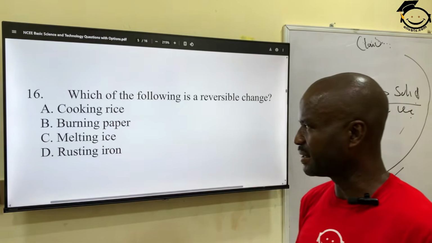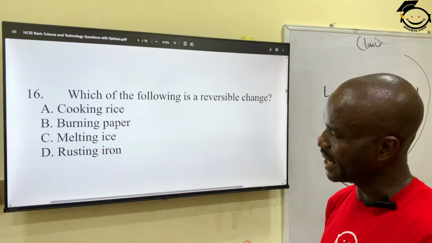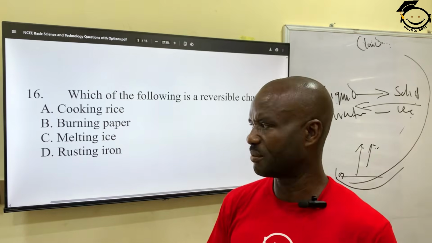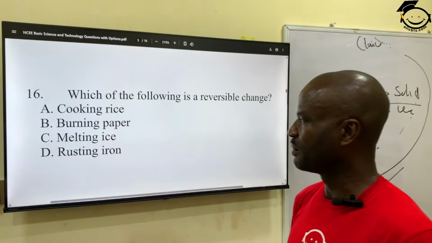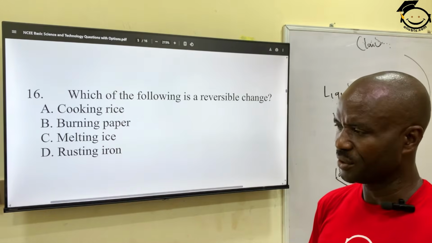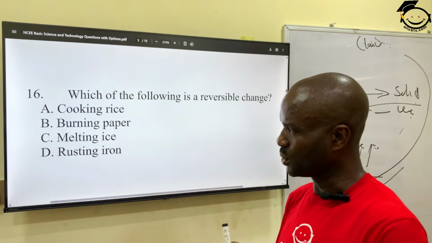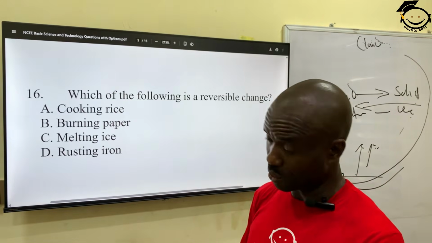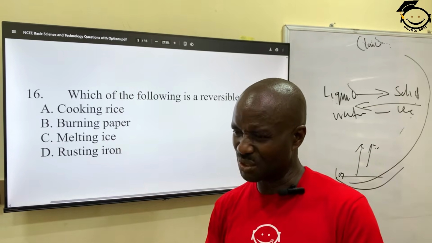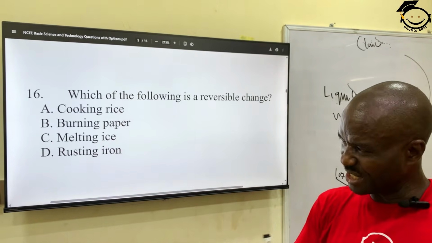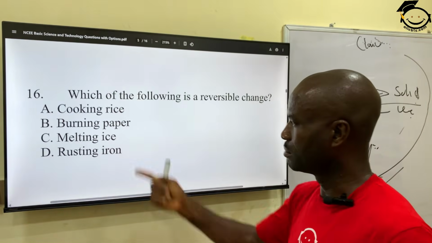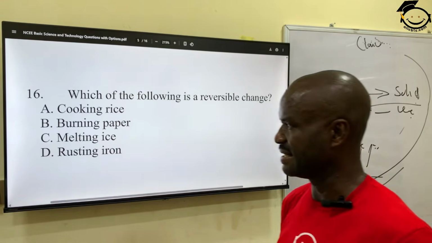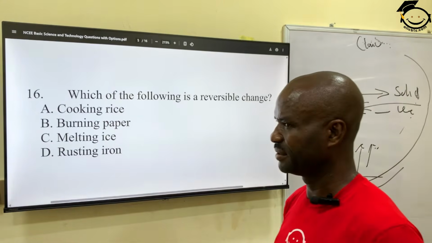There is no way you can return that ash back to the white paper. C, melting ice. If you melt ice, is it possible for you to convert it back? We already said it before that when you melt ice, it turns to water. You can bring it back to ice, which is solid, by the time you condense, you try to reduce the temperature, probably by refrigeration. So the correct answer is C, melting ice.